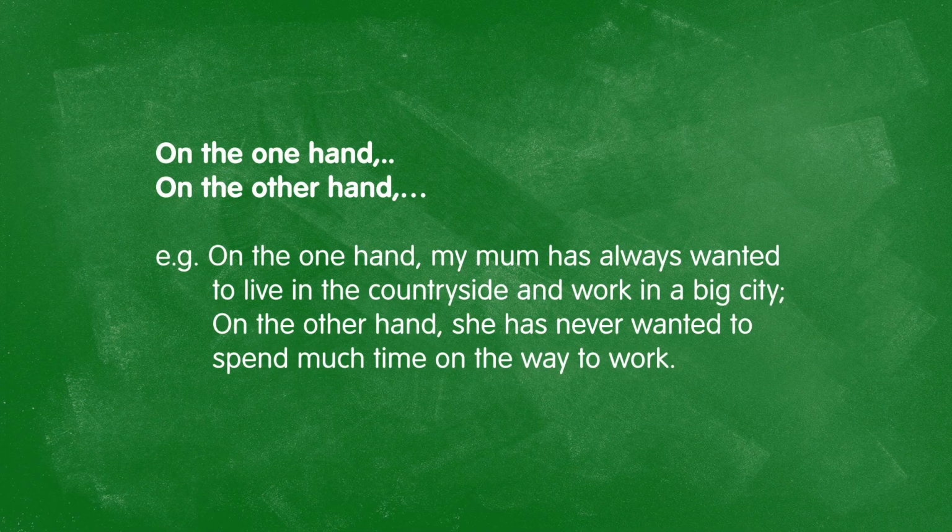And finally, to show that there can be multiple sides of an argument, or to show that there are, in fact, two sides to an argument, we will use the expressions "on one hand" and "on the other hand," just like in this example. "On one hand, my mom has always wanted to live in the countryside and work in a big city. On the other hand, she's never wanted to spend much time on the way to work." Here, I'm simply showing that there are two sides and that they really contrast.